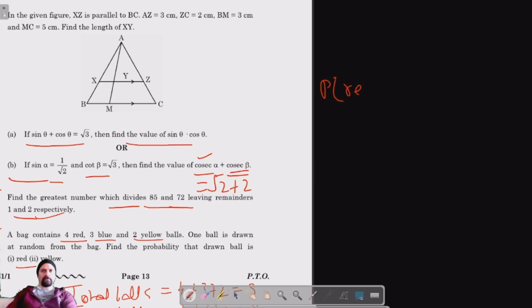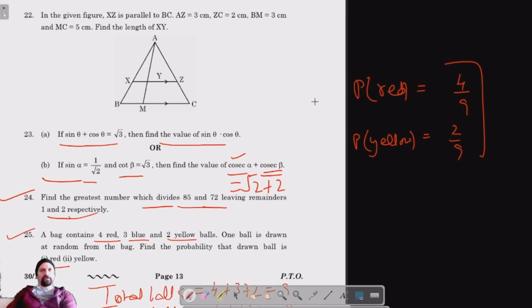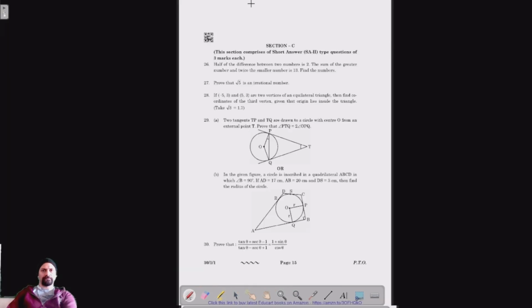So probability of red ball is equal to number of red balls are 4, total balls are 9, so this is 4 by 9. And we have to find the probability of the yellow, so yellow balls are 2 and total balls are 9, so this is the required probability. Let's move on to the next page.